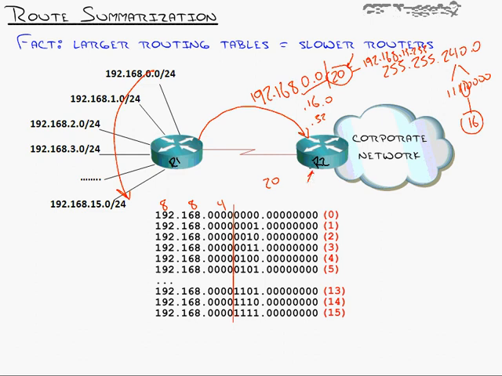Second, it suppresses updates. If one of these networks goes down, as I was mentioning before, router 1 no longer sends an update to router 2, and router 2 doesn't flood the rest of the corporate network with that update, because router 2 doesn't care.